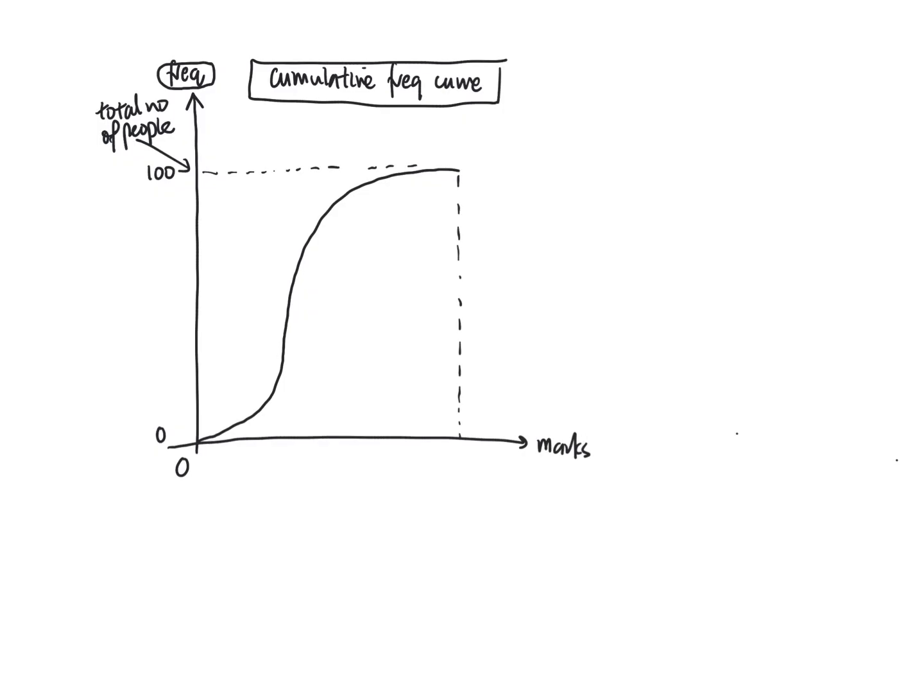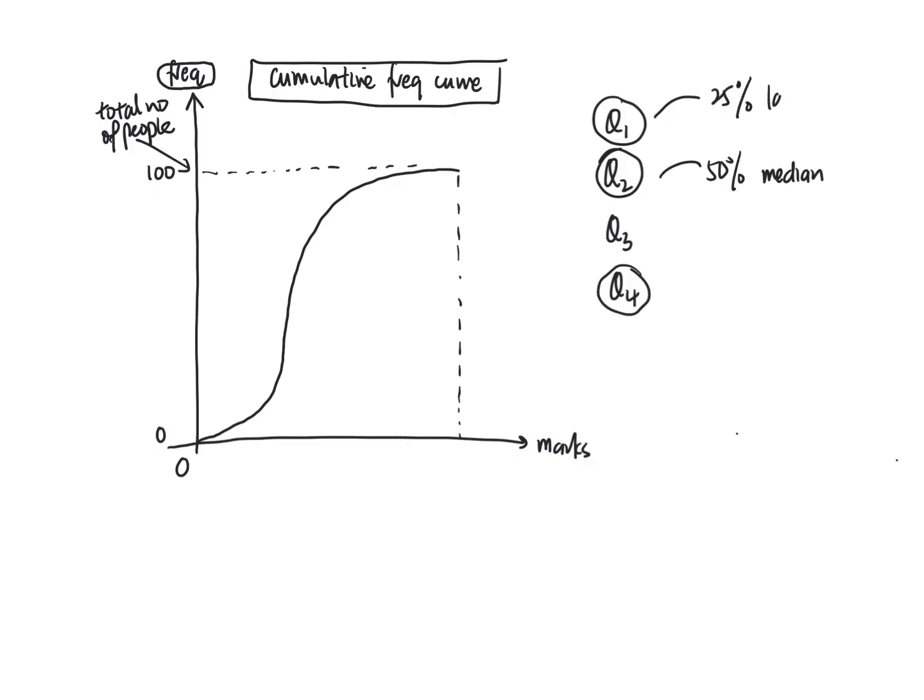Okay, so what we do is there's 4 quarters: quarter 1, quarter 2, quarter 3, quarter 4. But this one we don't use at all. So this is your 25%. This is your 50%, we also call it your median. This is called your lower quartile. And then this is your 75%, which is your upper quartile. And then this one is your maximum point. Not so crucial.